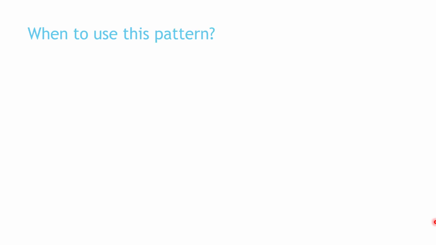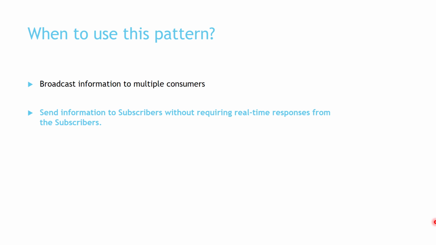Now let's see when you should use this pattern. When you want to broadcast information to multiple consumers. If you have only one consumer, you can still use an Azure Service Bus queue. However, there is no reason that prohibits you from using Azure Service Bus topics to be prepared for the future and if other subscribers are interested in joining your solution. Also, it is very important to highlight that you are sending messages to the subscribers and you are not expecting a real-time response from them. As we said before, this pattern is a one-way communication from the publisher to the subscriber. We are not expecting any acknowledgement messages to be sent from the subscriber.